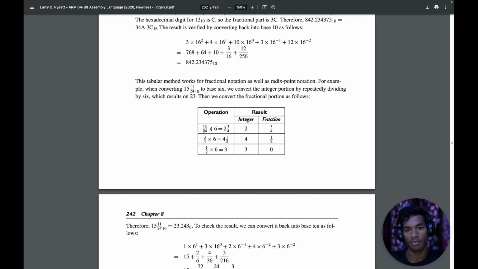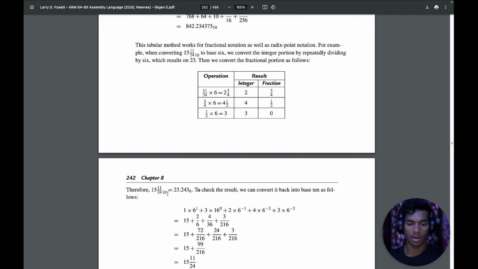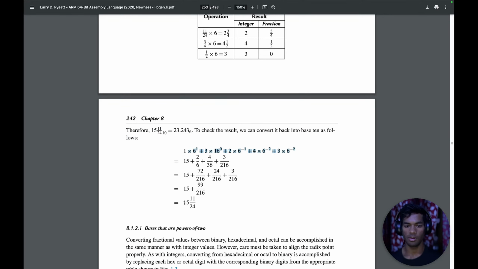I have this, and I will multiply that by 6 to get 2 whole, so the integer part becomes 2. I multiply this by 6, and I get 4, and then the remaining half times 6 gives 3, so the answer becomes 0.243, and so 23.243. To check the result, we can convert it back into base 10 as follows, and we do get the actual result.